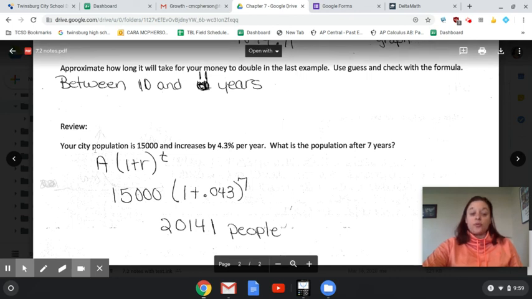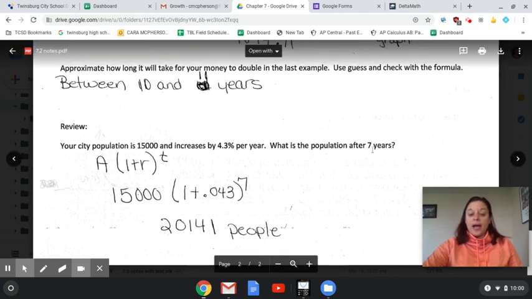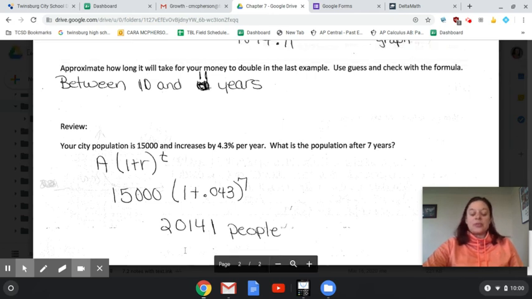We start out with a population of 15,000. So that goes in front of the parentheses. We're increasing. So we're going to add 1 plus, write it as a decimal, 0.043. And then our time, again, is just how many years have gone by. So it's 7. You can't have a part of a person, so you'll notice I didn't put any sort of decimal here because that wouldn't make sense. So those are our two formulas.